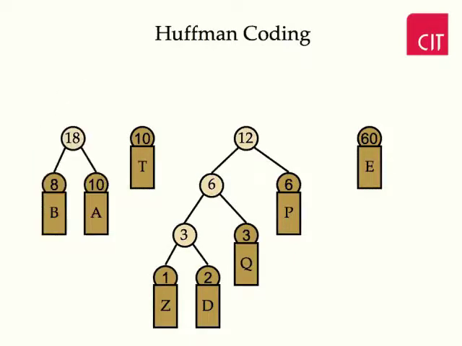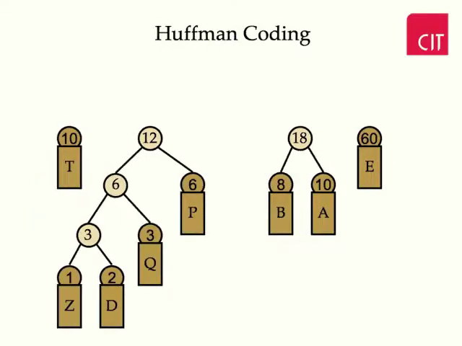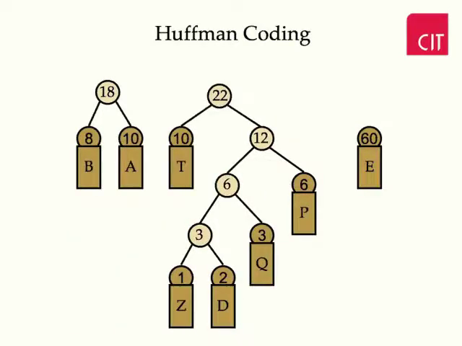Again, we line them up in increasing order, and so now we have 10, 12, 18 and 60. So the two smallest subtrees here now are the ones with the values of 10 and 12. So we'll combine those together into a larger tree, and that tree has a value of 22. We line these up in increasing order, and we'll have 18, 22 and 60.